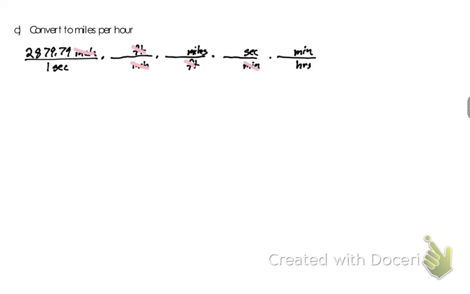That way my minutes cancel out, my seconds would have canceled out, and I'll be left with miles per hour, theoretically, as long as I put all the numbers in correctly. If you're doing unit conversions and you struggle with them, this is the way I'd always do it. Don't worry about numbers. Just worry about how your conversions look and where your fractions go.